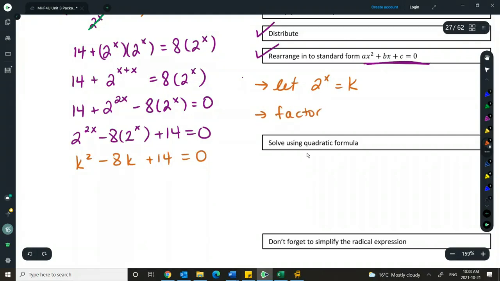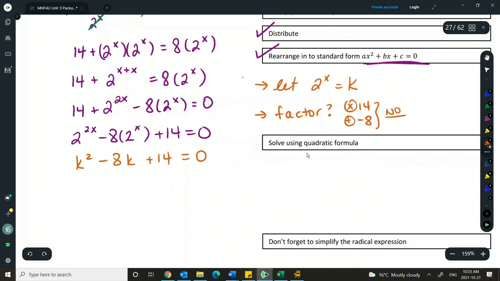Can I factor this? Are there any two things that multiply to 14 and add to negative 8? That would be the first thing I would always check for these. No. So factoring is not possible here. We must use quadratic formula.